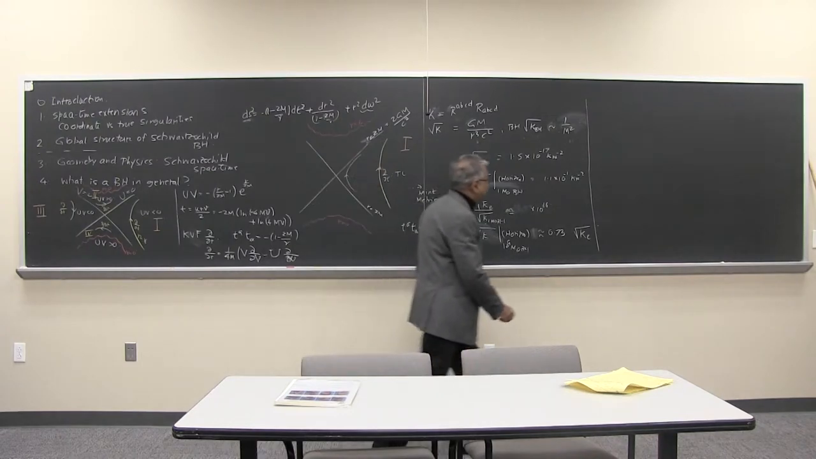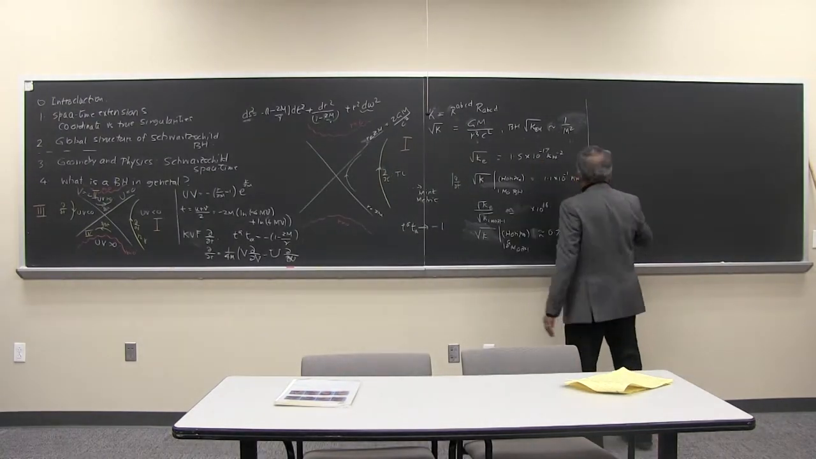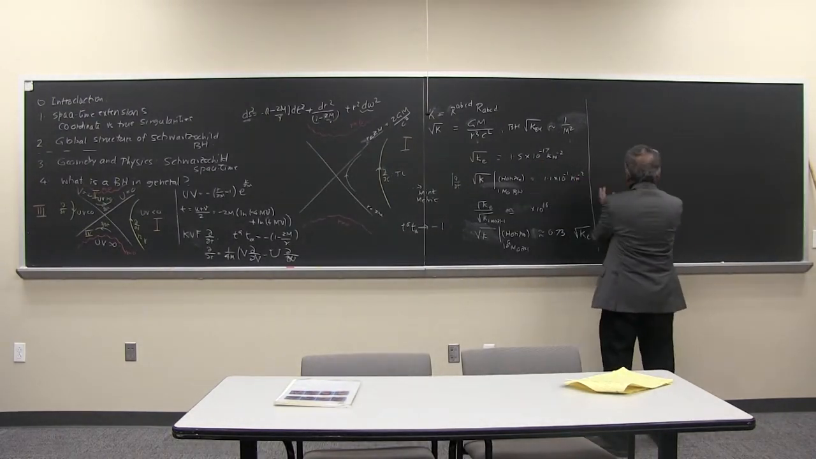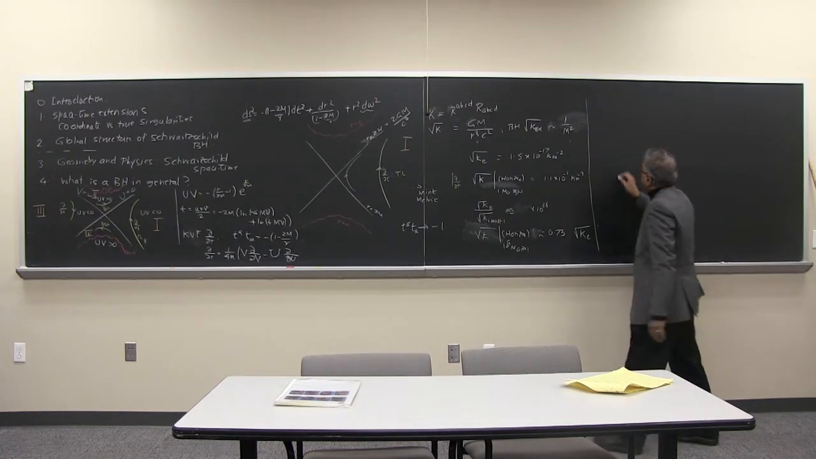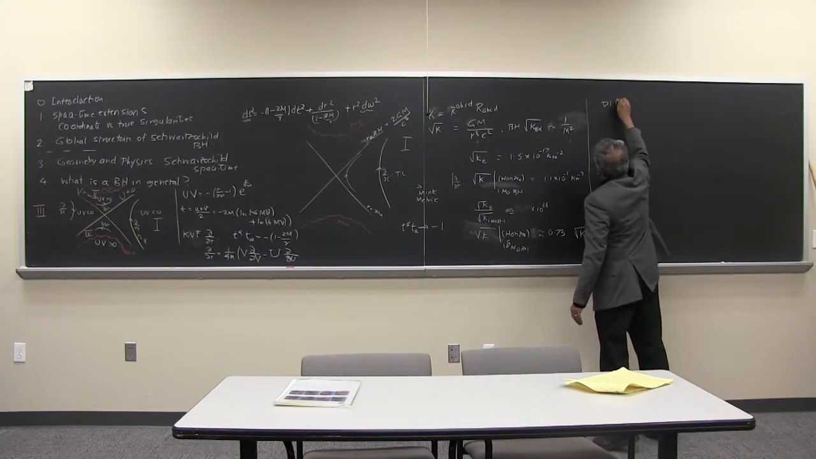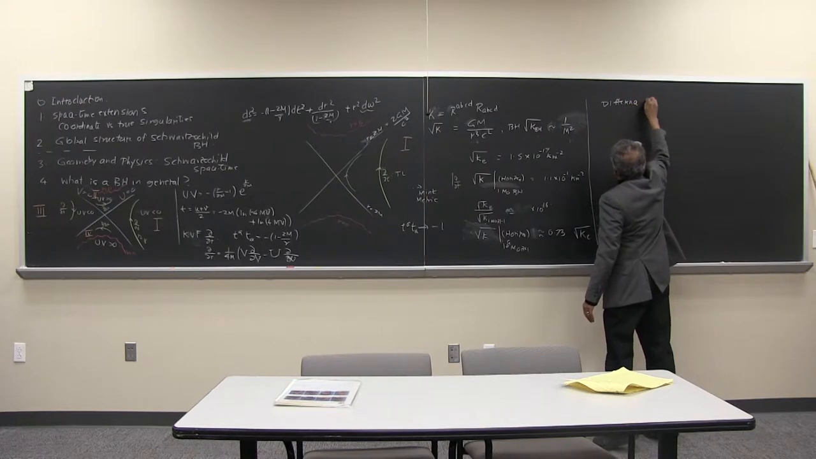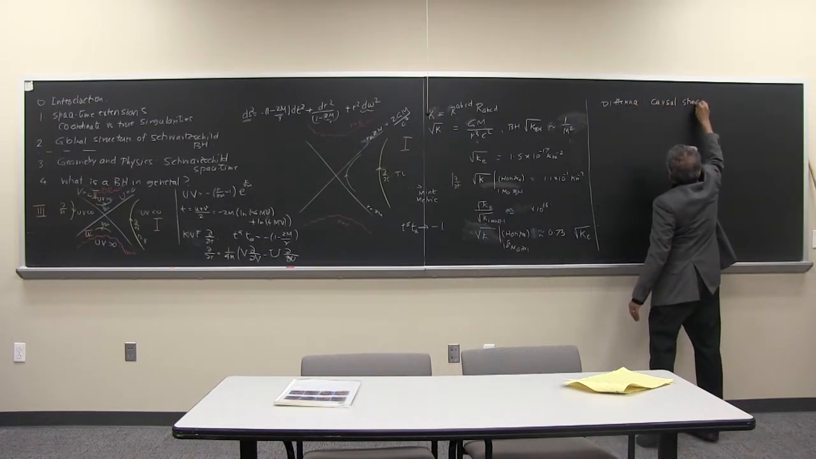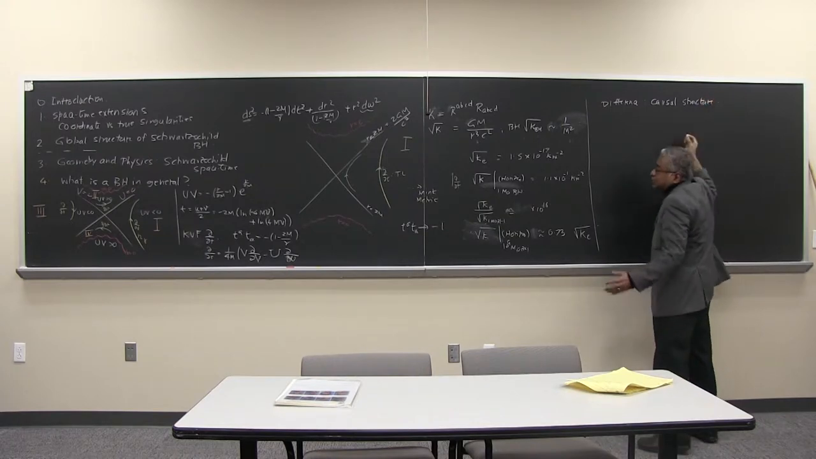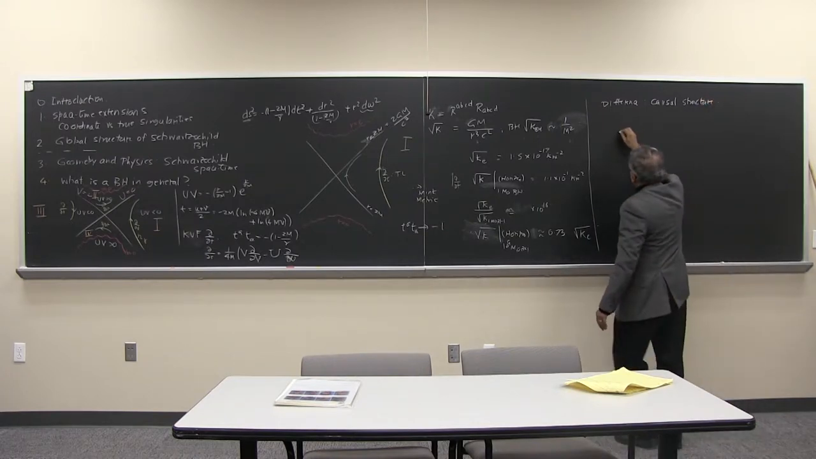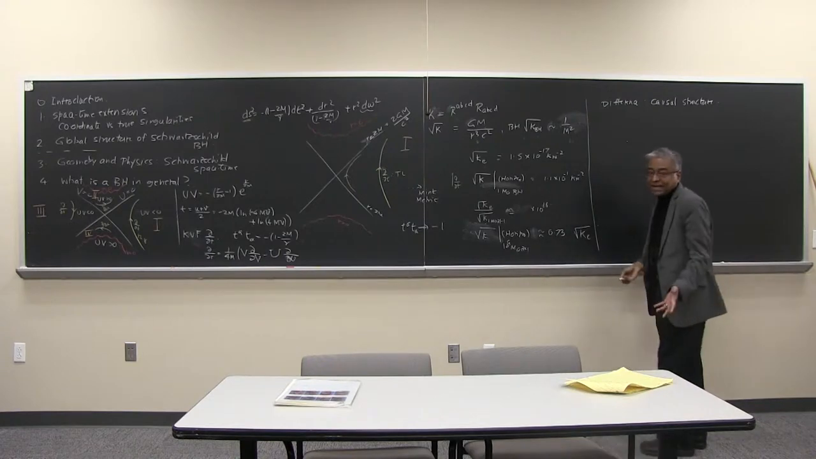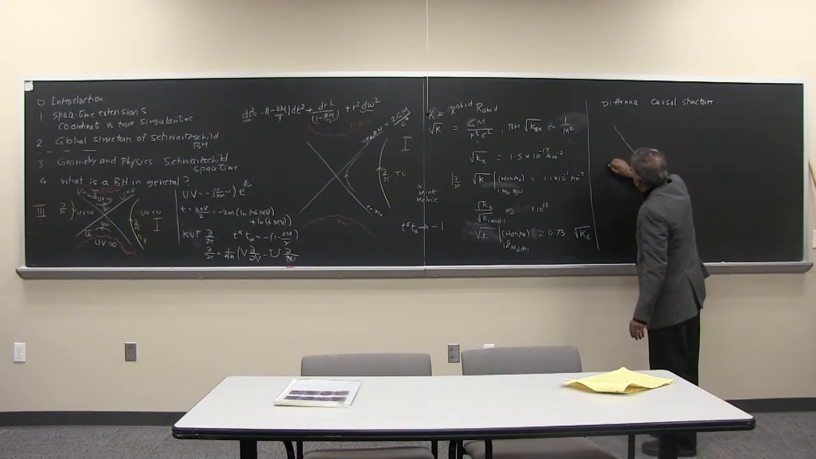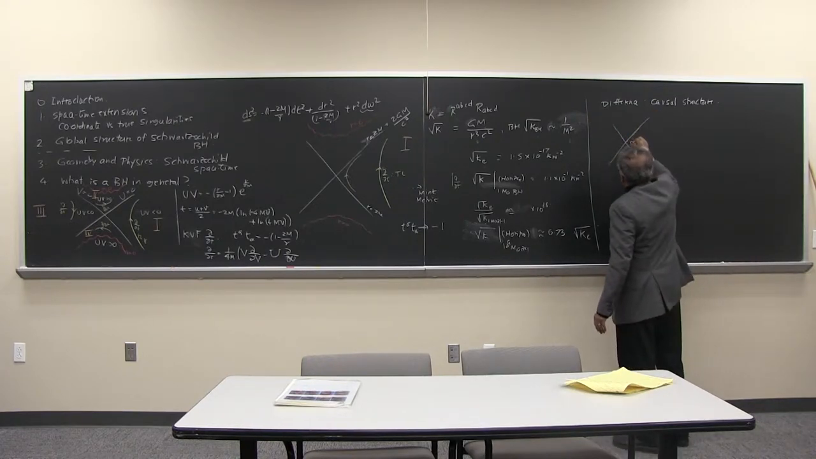In Minkowski space, the causal structure is such that the light cones are always just future pointing. Okay, so the difference is in the causal structure. So in Minkowski space, for example, I can take this origin up here, and of course this is just the light cone of the origin. This is the origin. This is Minkowski space.